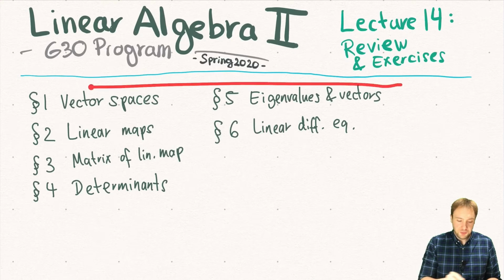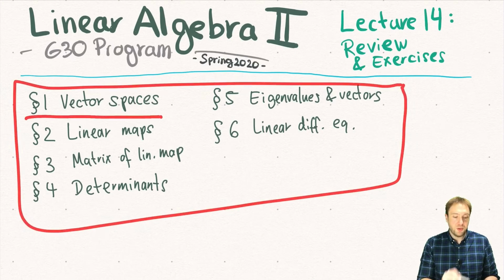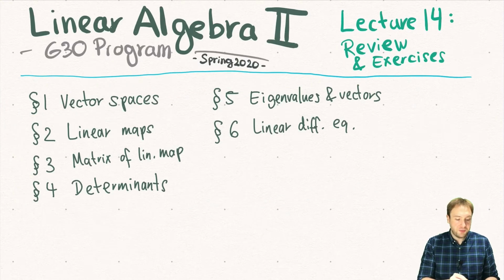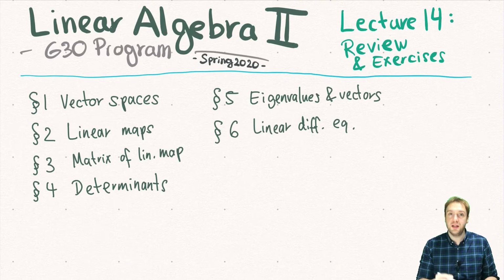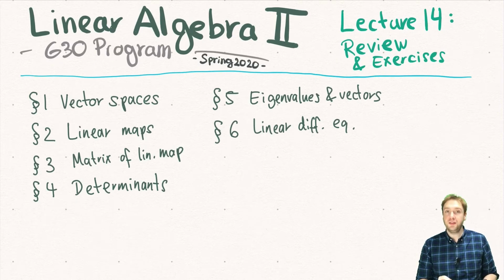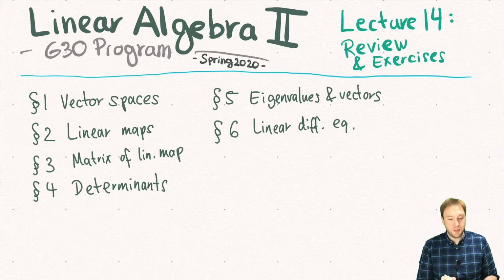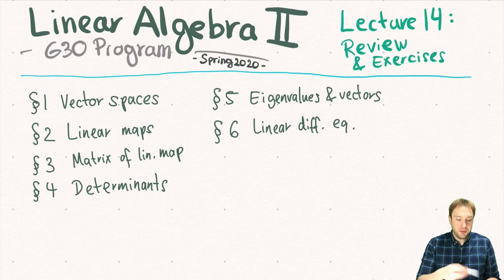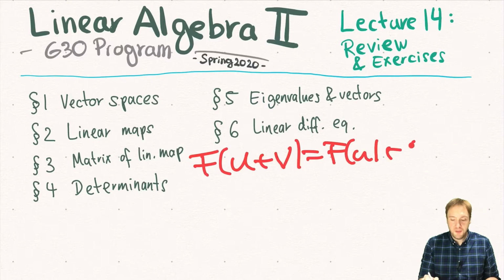So here we see the topics we covered during the course. Recall that we started with the notion of vector spaces. These were sets together with two operations, addition and scalar multiplication, and these satisfied certain rules. And then we talked about linear maps between vector spaces. These were maps which behaved well with respect to this vector space structure, which meant, for example, that f of u plus v equals f of u plus f of v.